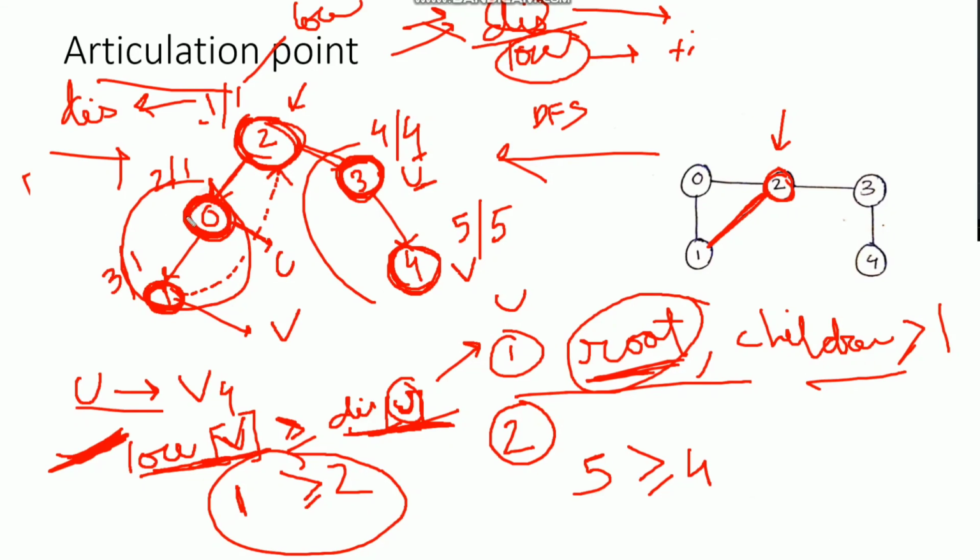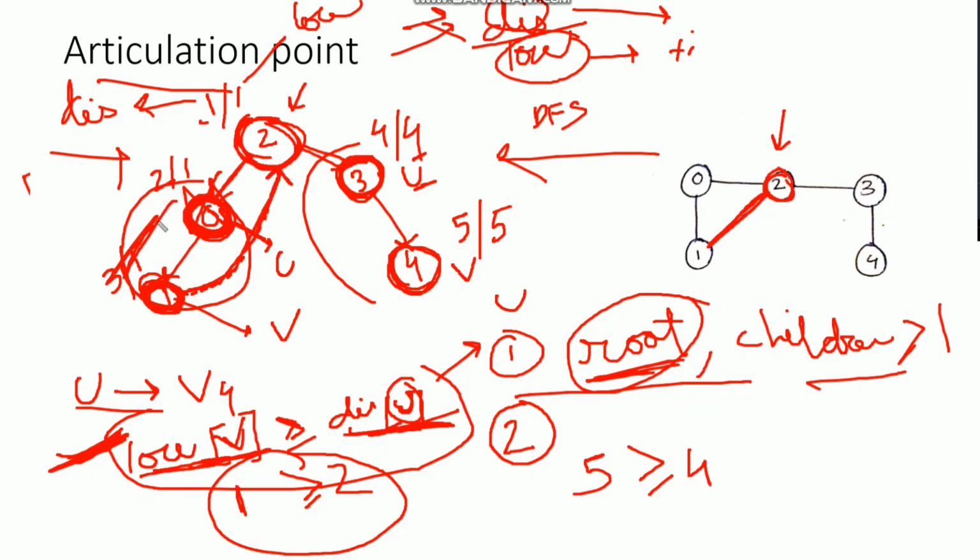Consider again vertex 0 as u and vertex 1 as v. So this formula, that is low time of v greater than or equal to discovery time of u, is not valid for this case when vertex 0 is u and vertex 1 is v, because vertex 0 has a child vertex and this child vertex is in connection with its ancestor. So if I remove vertex 0, this vertex 1 is still in connection with its ancestor, with vertex 2.